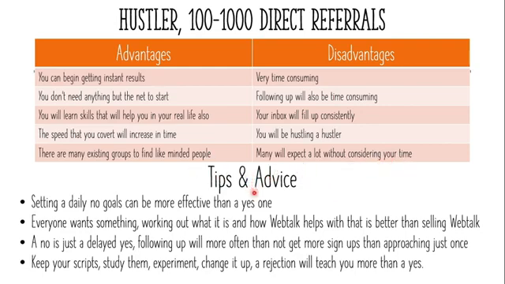So the tips and advice I've got for this one is setting a daily no goal can be more effective than a yes one. Now, what I mean by this is instead of saying I want to get 2 signups or 3 signups today, I tend to fail if I do that. So if I was to say I want to get 10 people to say no to me today, I normally succeed in that goal. Even though it is a failed goal, I normally succeed in it. So what I mean by this is if you approach 10 people today, you are asking for a no. So if you are trying to get 10 no's in that day, by the 8th person you approach, you are going to get a yes.